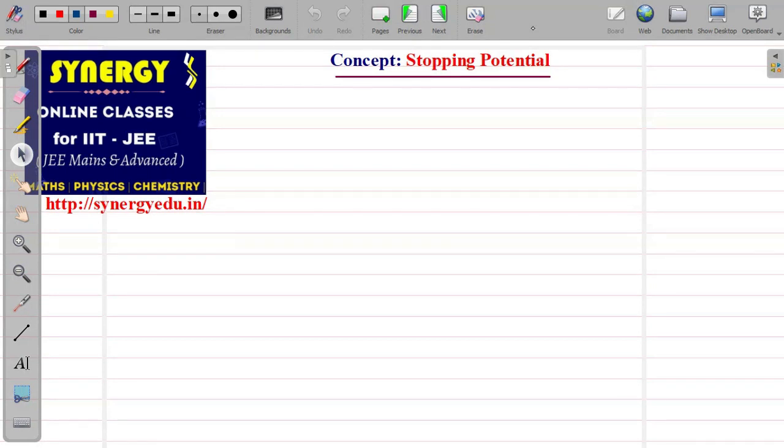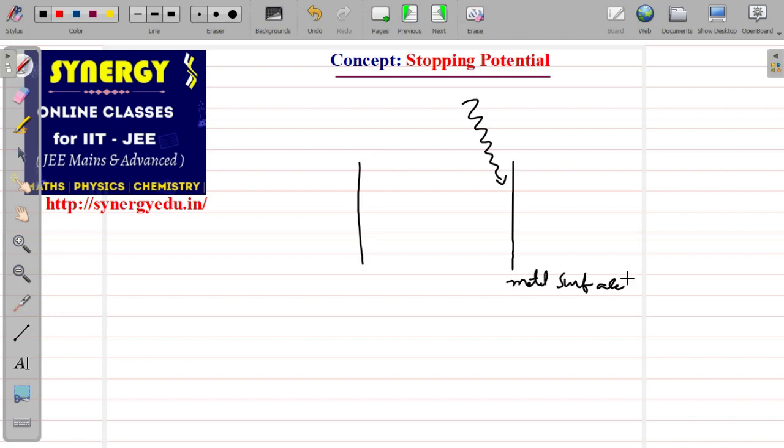Today's topic is stopping potential. This topic comes under the photoelectric effect of atomic structure. What is stopping potential? See, suppose radiation falls on the metal surface. What happens in the photoelectric effect? Electrons will be ejected out.